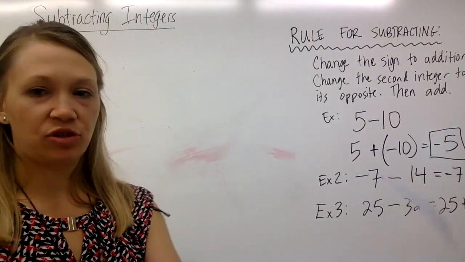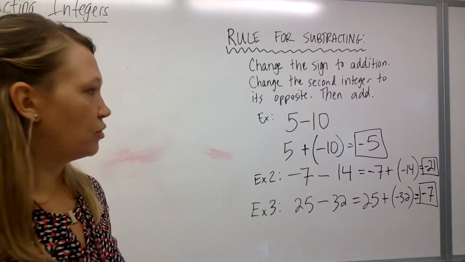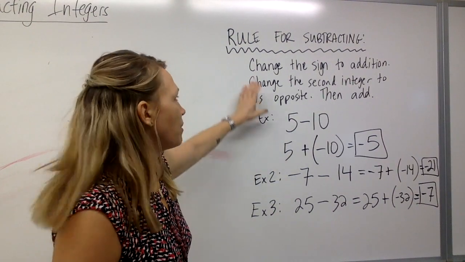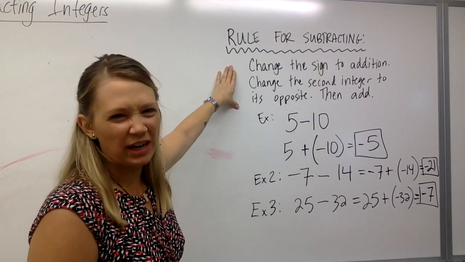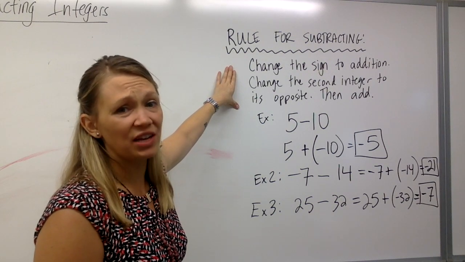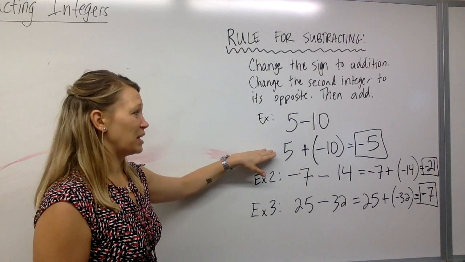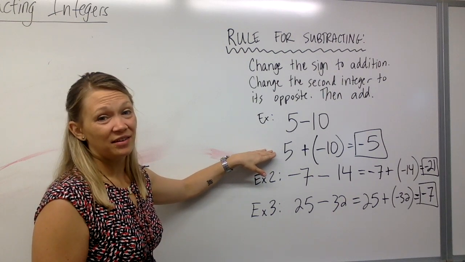Okay, maybe I should make a little sense of this. Okay, so why are these the same thing? Maybe memorizing the rule isn't good enough for you right now. Maybe it'd be better if you really kind of understood this a little bit better. So let's look at this. Why is 5 minus 10 the same thing as 5 plus negative 10?